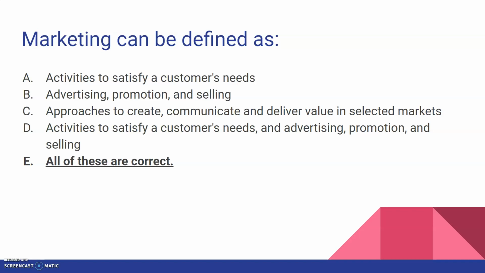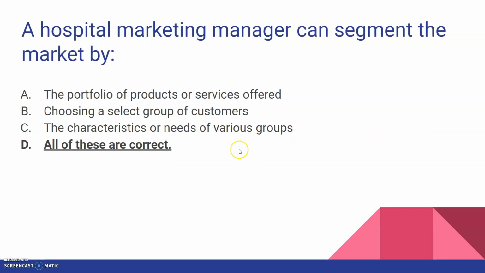If they want to buy, maybe they'll go to an expensive restaurant for dinner, maybe for a holiday or for a celebration, and they'll pay more for dinner, but they expect a better product. So that's really what is in healthcare as well. It's not about pricing, it's about value. And then activities to satisfy customer needs, advertising, promotion, and selling. So all of those were correct.